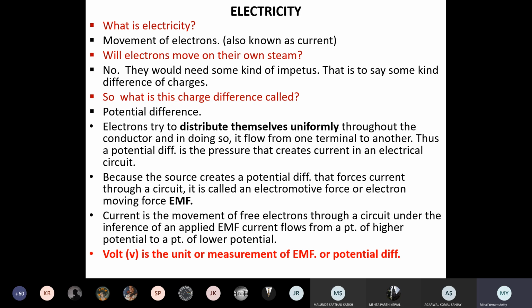Then the next one was all the questions that we asked: what is electricity, how do the electrons move, and so on. I will not go into all that, but just have a quick look.